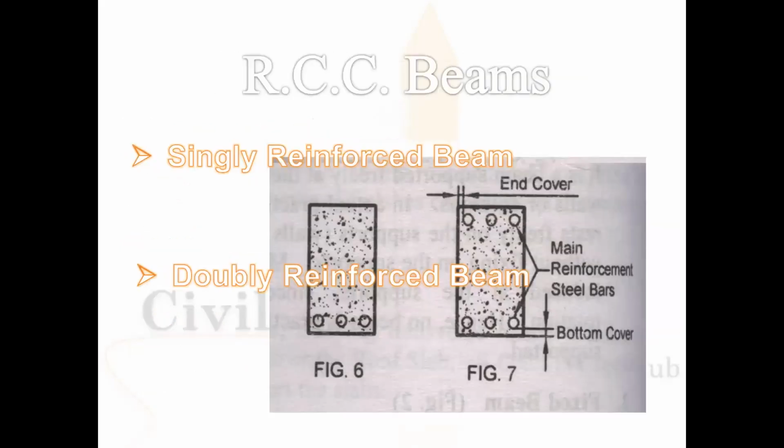RCC beams are called singly reinforced beams and doubly reinforced beams. Singly reinforced beams have reinforcement only at the bottom, whereas doubly reinforced beams have bars at both top and bottom, which are tied with stirrups.